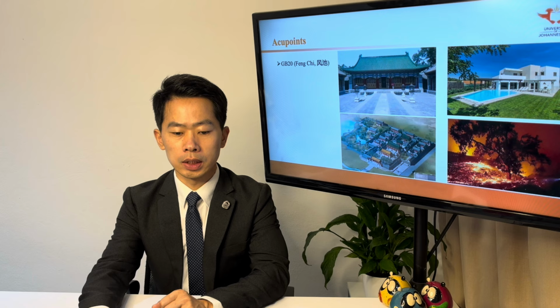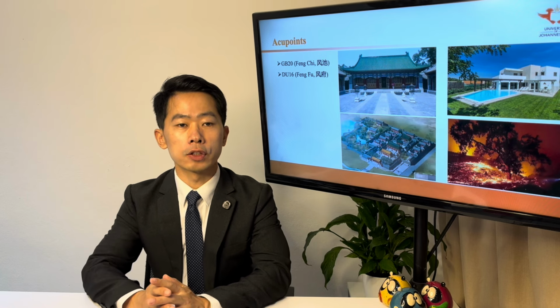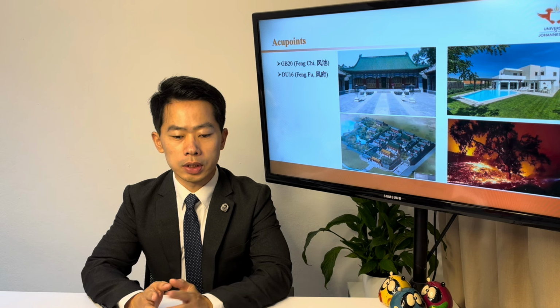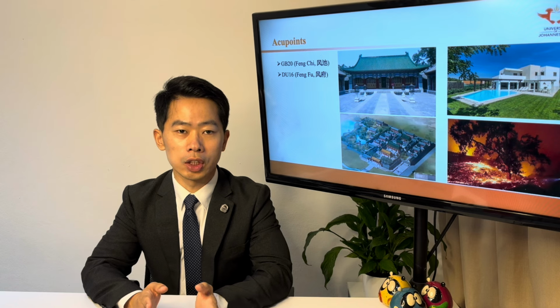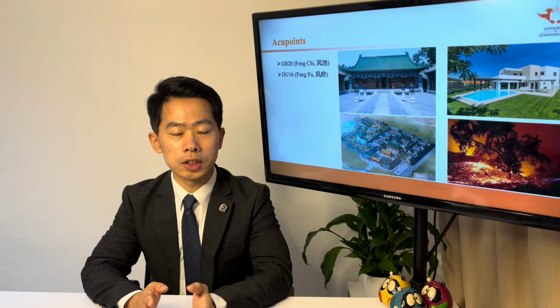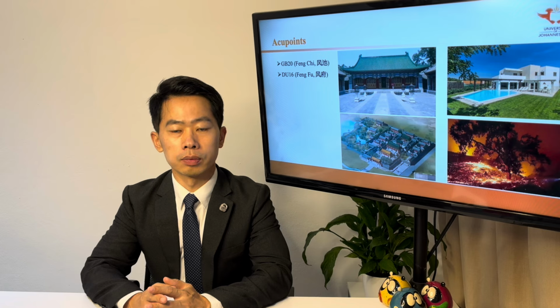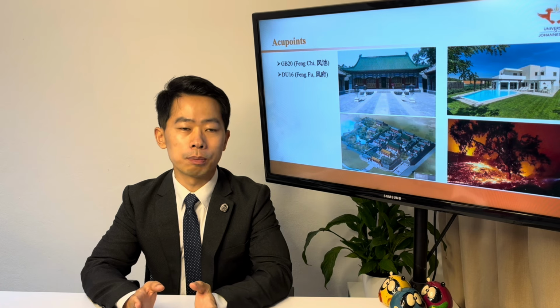The first one is GB20, 分池, and GB31, 分府. As you can see, these two acupoints share the same name, 分, or share the same surname in Chinese, because in Chinese, surname comes first. 分池 and 分府 share the same word. 分 means wind, 池 is a pool, and 府 is a mansion. 府 is a mansion, but it's even bigger than a mansion.